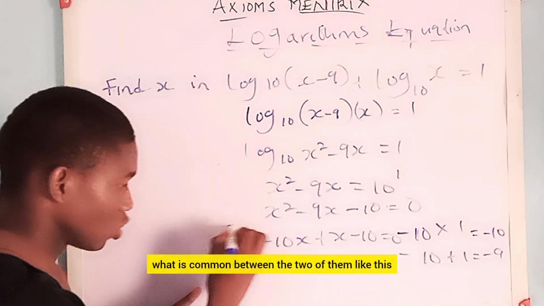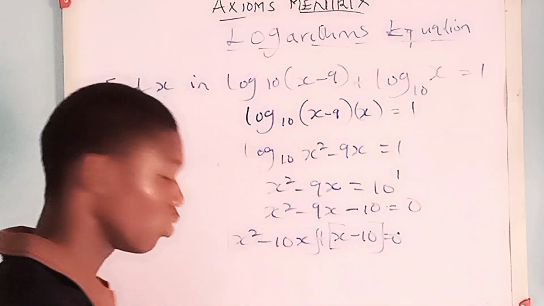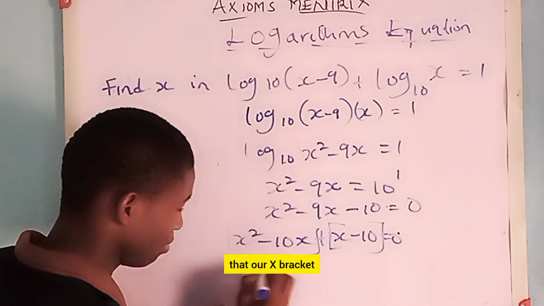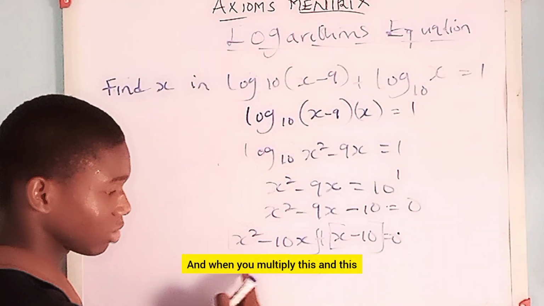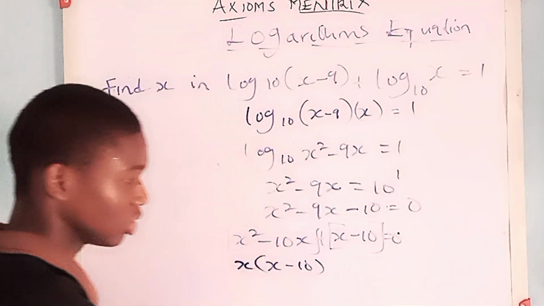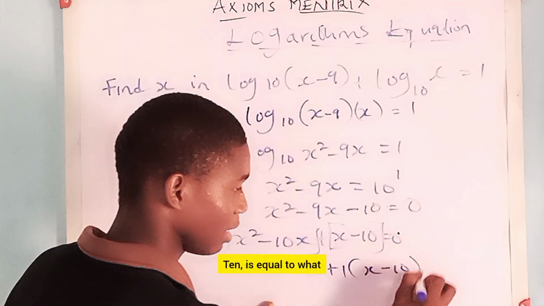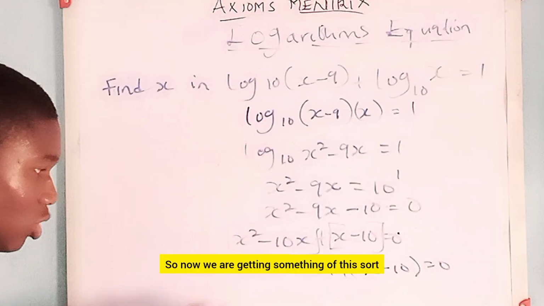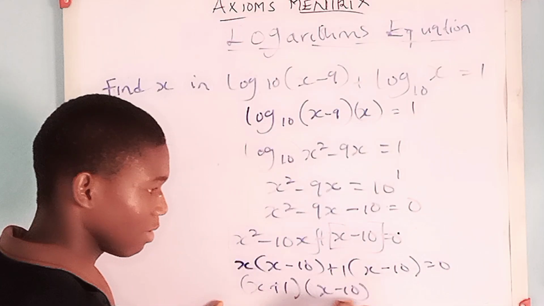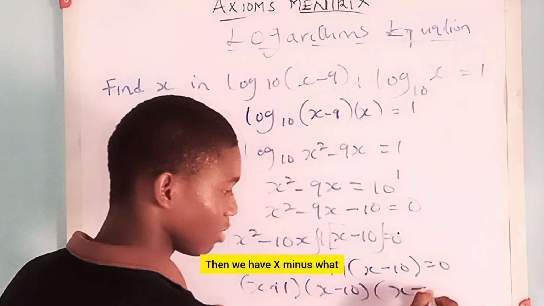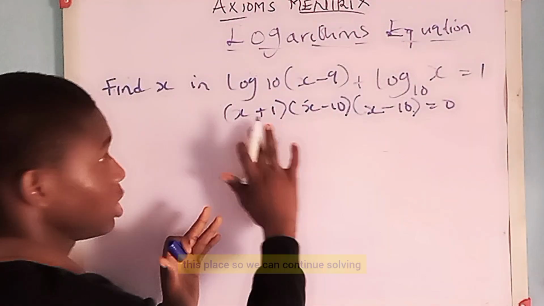So now we are going to factorize what we have here. So we are going to be picking what is common between the two of them like this. So now from this place, what we are going to be having is x bracket x minus 10, because when you multiply this and this, you get this, and when you multiply this and this, you still get this. So now plus 1 bracket x minus 10 is equal to 0. So now we have gotten something of this sort. So we have x plus 1, x minus 10, which are what is inside the bracket. Then we have x minus 10.